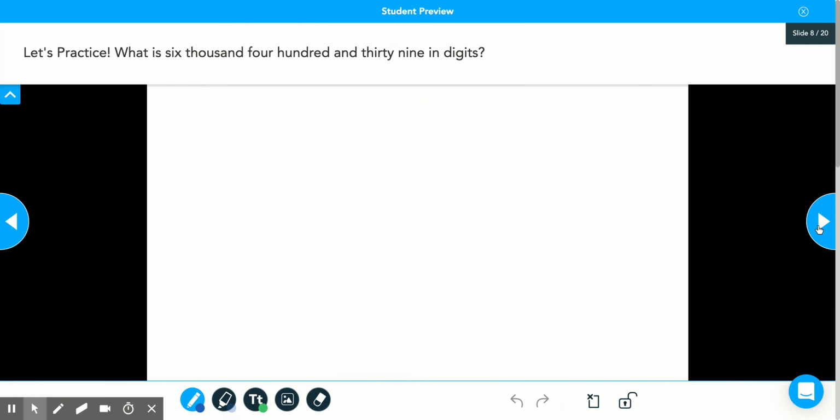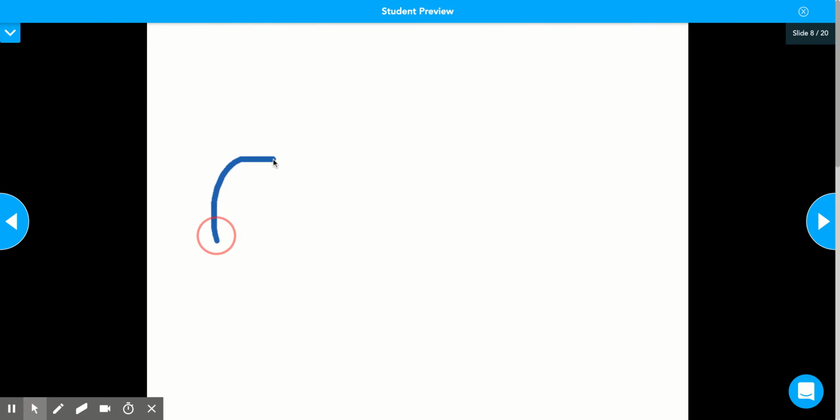Next, let's do the opposite and take a number in words and convert it into digits. What is 6,439 in digit form? So, as we have learned from the video, we have to take the number from each base of the entire number and put it into digit form. To start, we take the first number word, 6,000, and use the 6 that represents the thousands place and put it as the first digit.